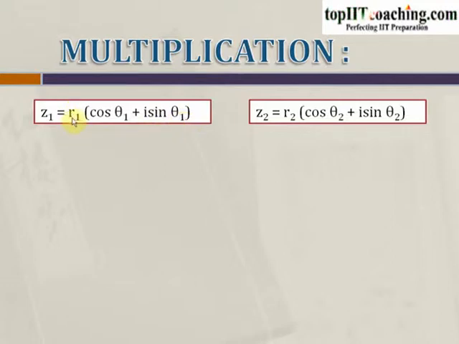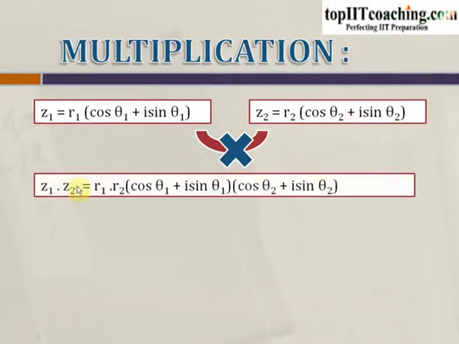Here the modulus is r1 and the argument is theta 1. Similarly, we take another complex number z2 and let us say that this is represented as r2 into cos theta 2 plus iota sin theta 2. Here again the modulus is r2 and the argument is theta 2.